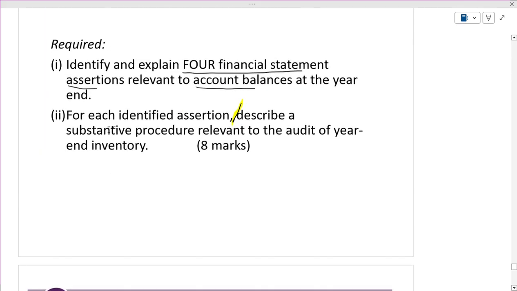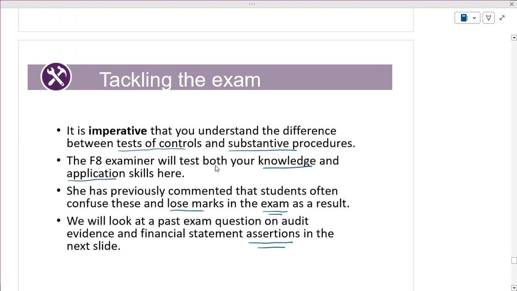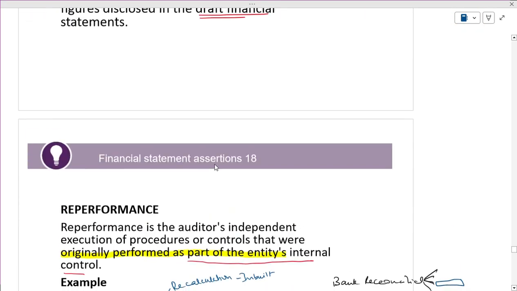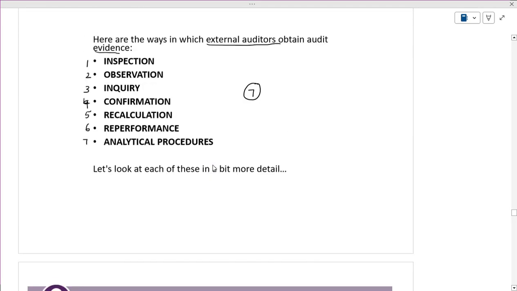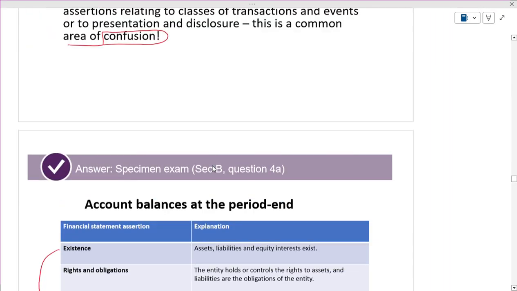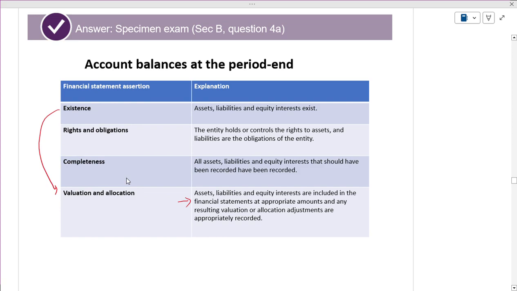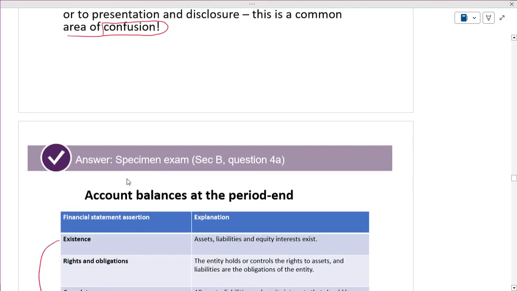They are talking in terms of accounting balances. How many assertions are there for account balances? Any idea? You said previously there are 5 and one is missing, right? 4. Okay, for the account balances we have 4 only. We have done this in the previous one.